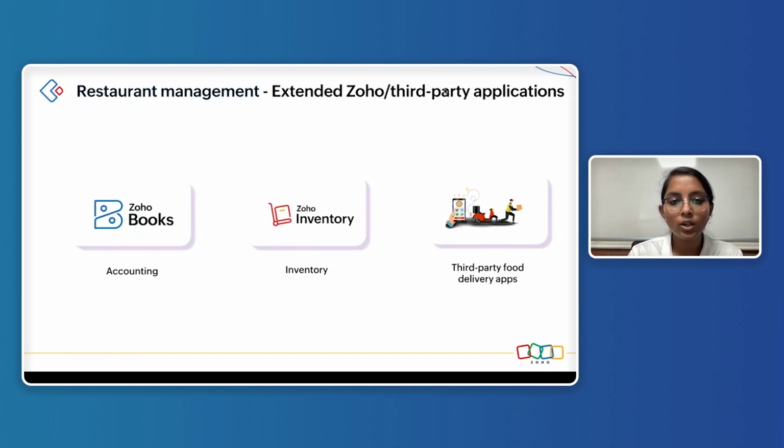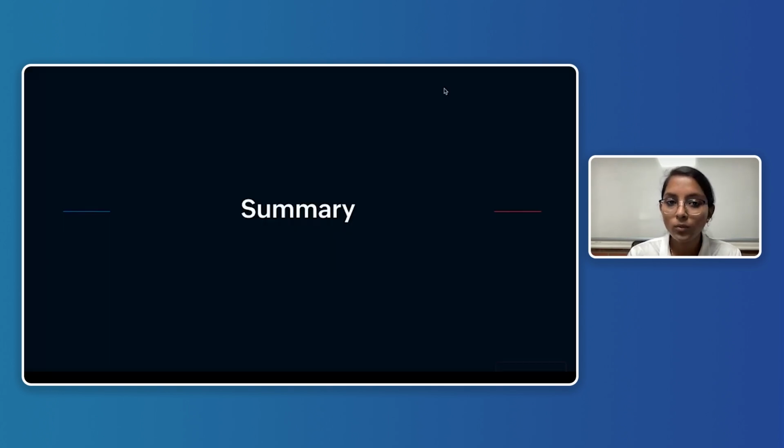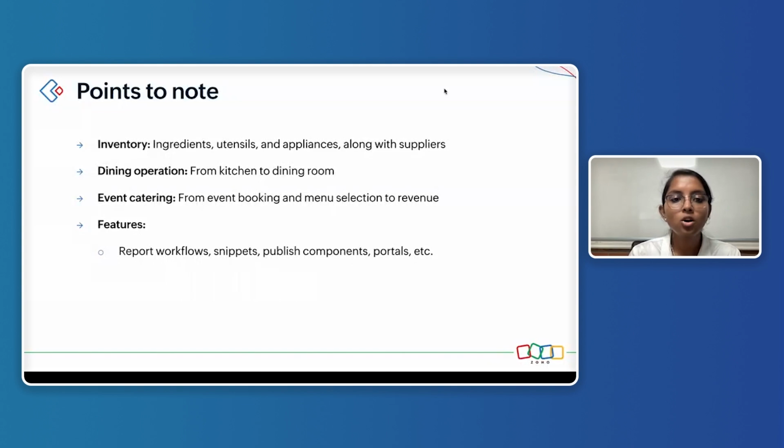So now that we have come to the end of the session, let me give you a small gist of what we saw in this 1 hour webinar. We saw a few of the modules, starting from the inventory. We had the ingredients module. We had a look at the utensils and the appliances, how these different modules were captured, along with the supplier related information. And then we saw the dine-in operation, how the information is being received inside the kitchen, and how it is being transferred to the dine-in, and vice versa. And at the end, we saw the event catering. So how it goes from the booking of the event to menu selection, and at the end how the payment is being captured as well.